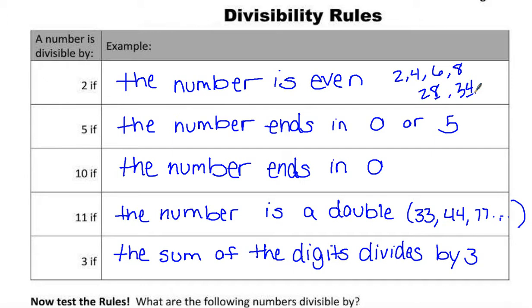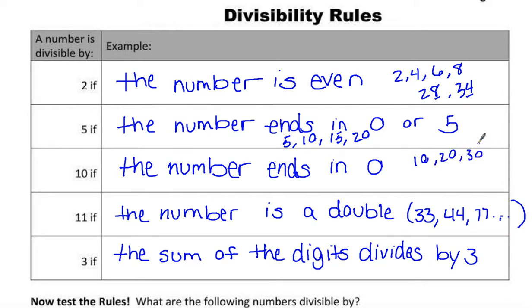Now the big brother of 2 is 4. A lot of numbers, if they're even, they can divide by 4, but in a lot of situations, just divide by 2, and you'll just divide by 2 twice. A number is divisible by 5 if it ends in 5 or 0. So that's your 5 family, your 5, 10, 15, 20, 25, 30. A number can be simplified by 10 if it ends in 0.